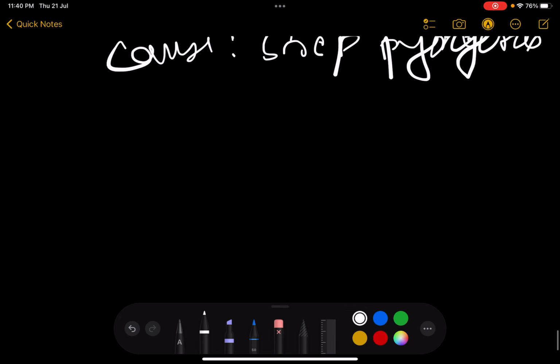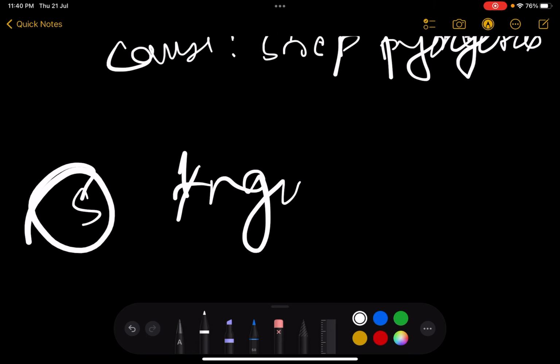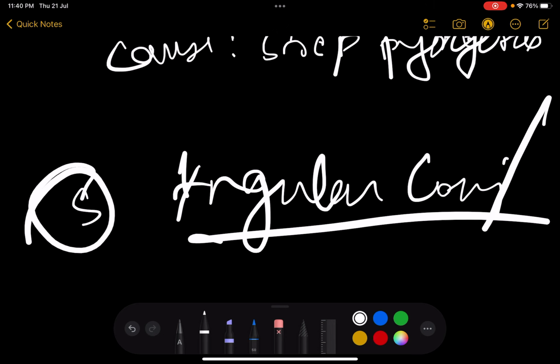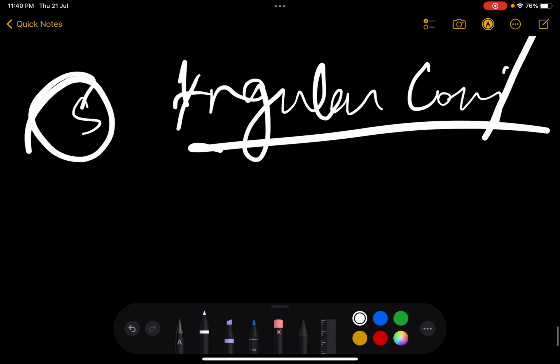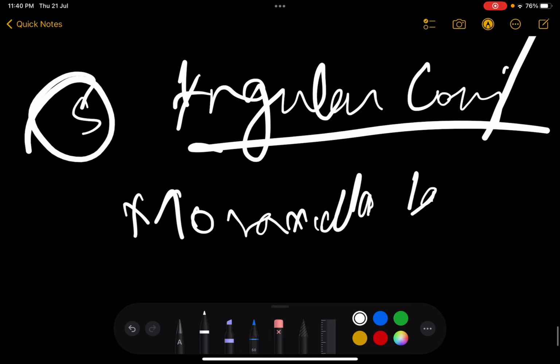All right. Now the fifth one. This is very important. This is angular conjunctivitis, or diplobacillary conjunctivitis. What is the cause? The cause is going to be Moraxella lacunata.